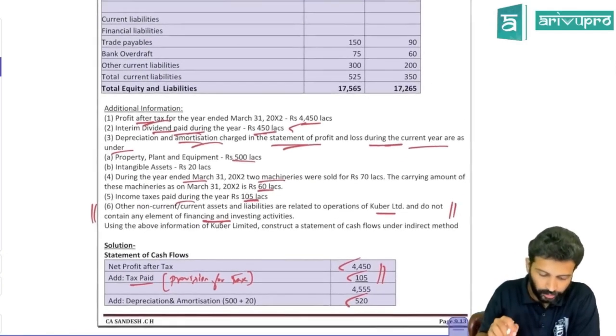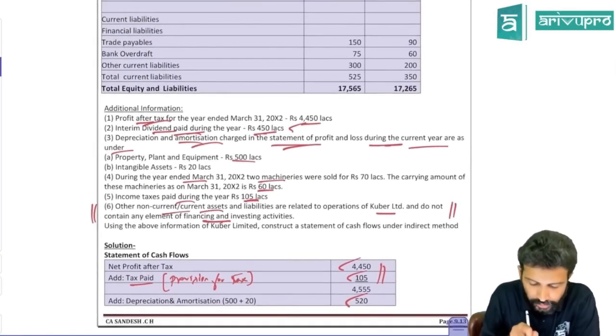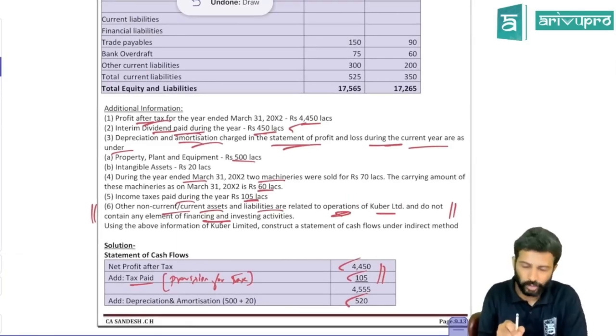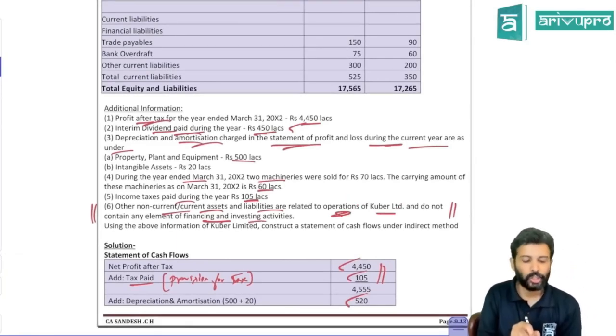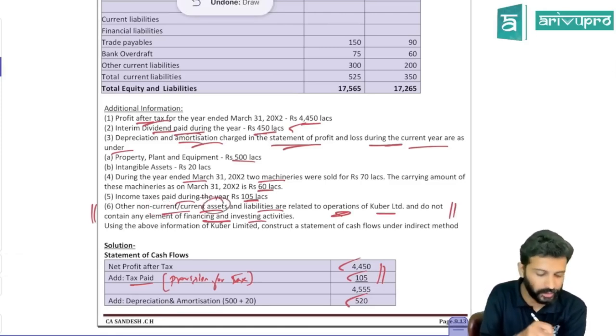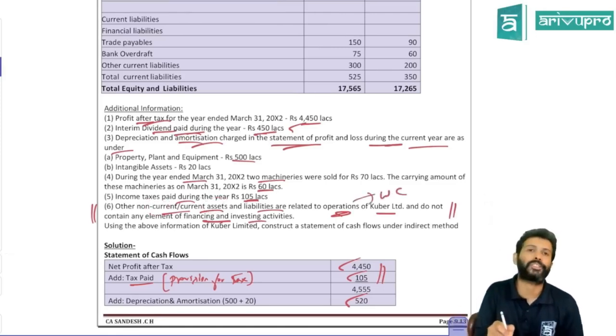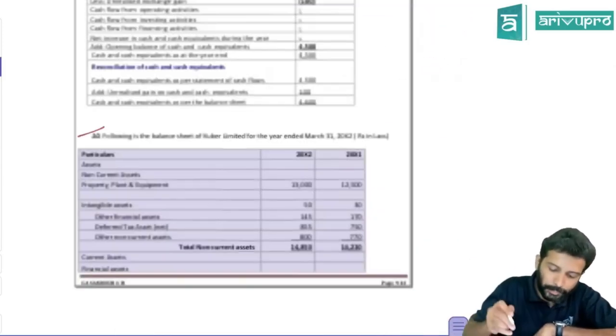All right. Next is what, sir? Other non-current assets and current assets liability are related to operations of Kuber. Okay, they're saying it's part of operating activity. So nothing is part of investing or financing activity. So other non-current assets or current liability, if you see, everything is part of operation means it should come under working capital changes now. Okay, now one by one we'll consider working capital changes.